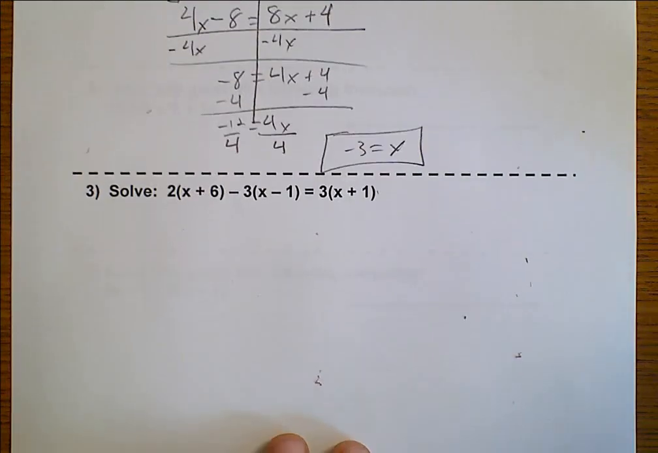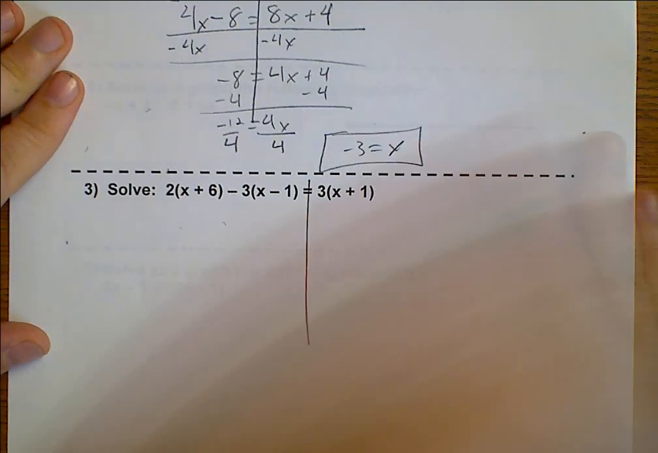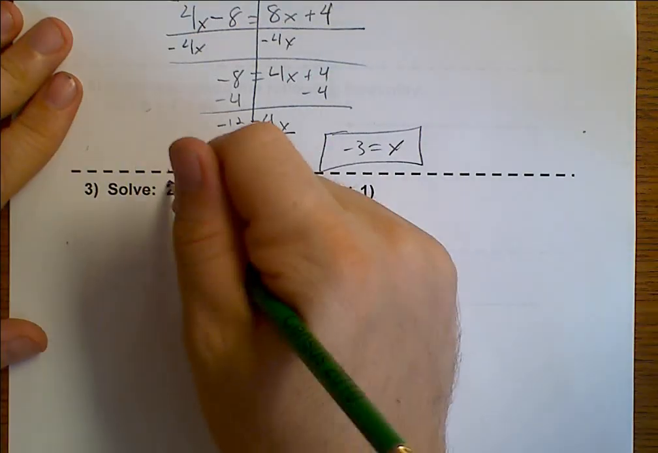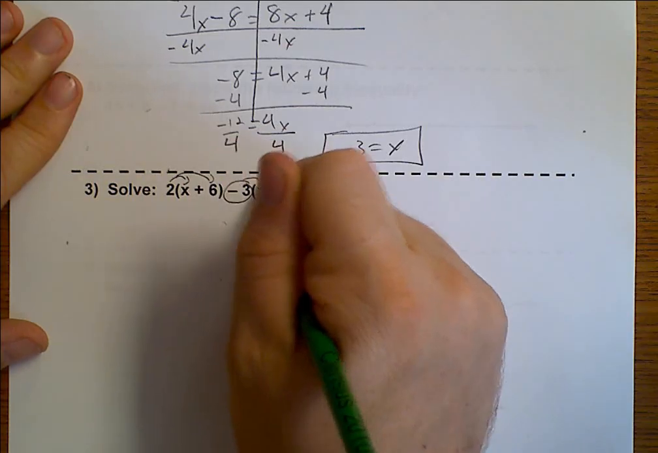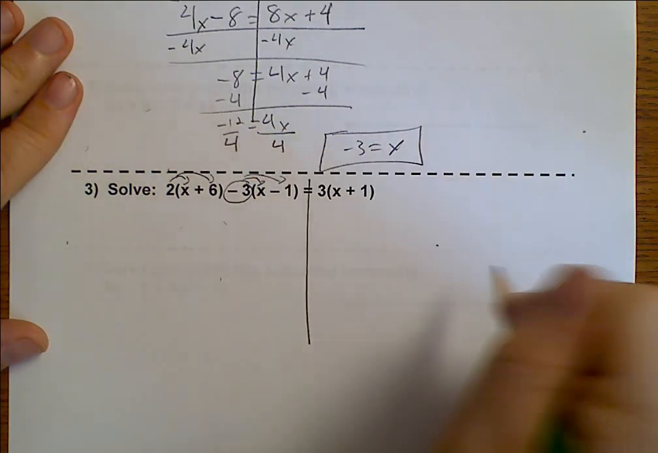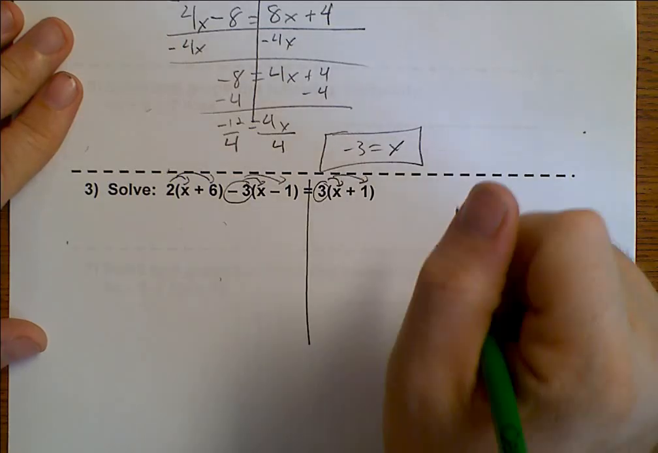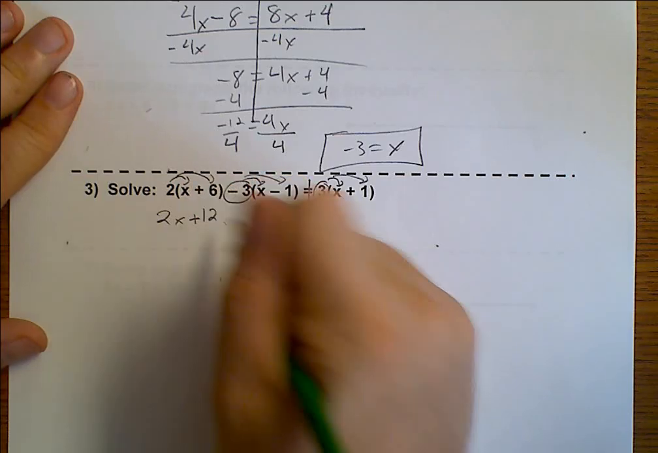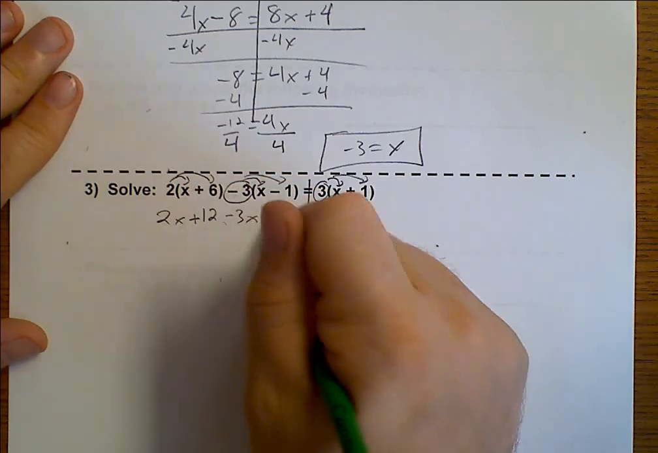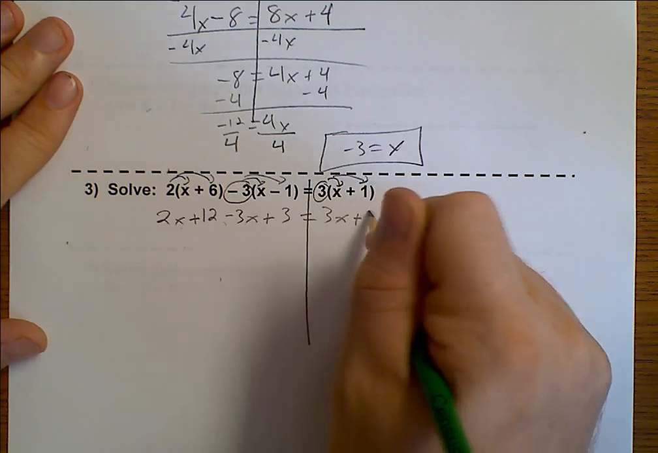On to example number 3. Again, we have lots of distributing here. This 2 needs to get distributed. The negative 3 needs to get distributed. And this positive 3 needs to get distributed. So this becomes 2x plus 12 minus 3x plus 3 equals 3x plus 3.